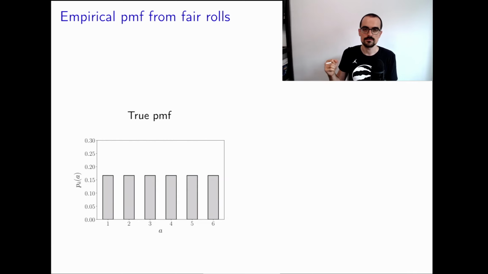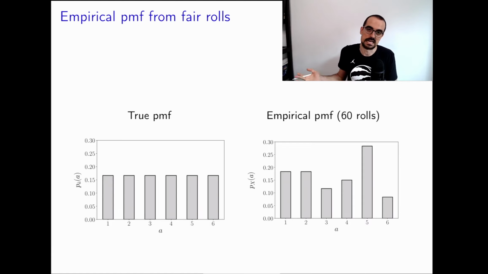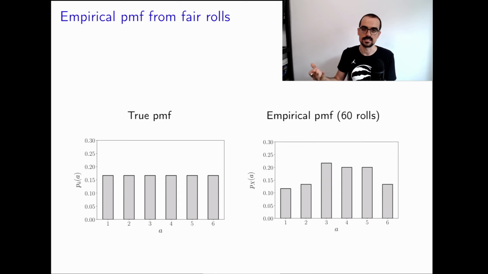What happens if I do 60 rolls and I compute the empirical PMF? What am I going to see? I'm not going to see a good approximation to the true PMF. Okay, so this is one instance. I did this again, I got this. I did this again, I got this.